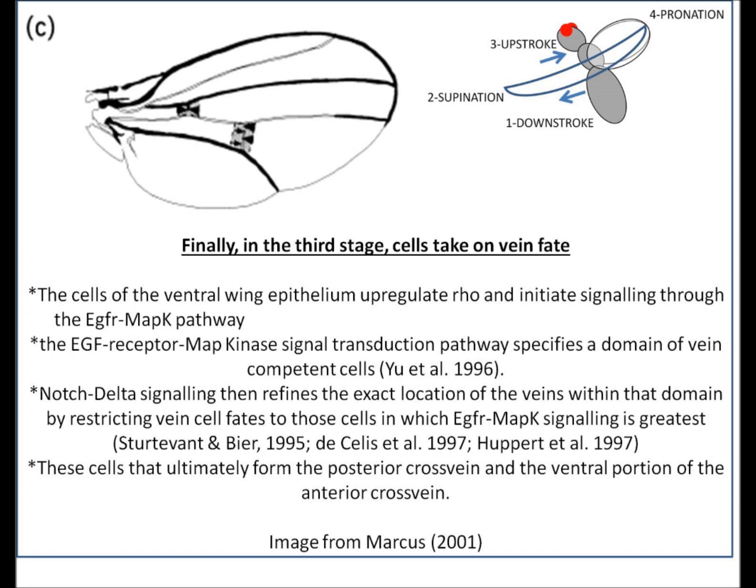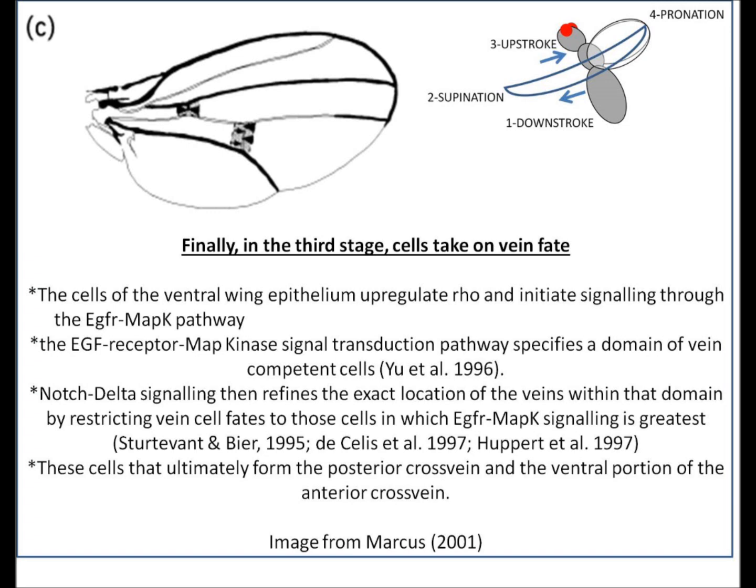This then specifies the domain of the vein-competent cells, and then finally Delta-Notch signaling refines the exact location of the veins within that domain by restricting vein fate to those cells in which EGFR MAPK signaling is greatest. These cells ultimately form the posterior crossvein and the ventral portion of the anterior crossvein.